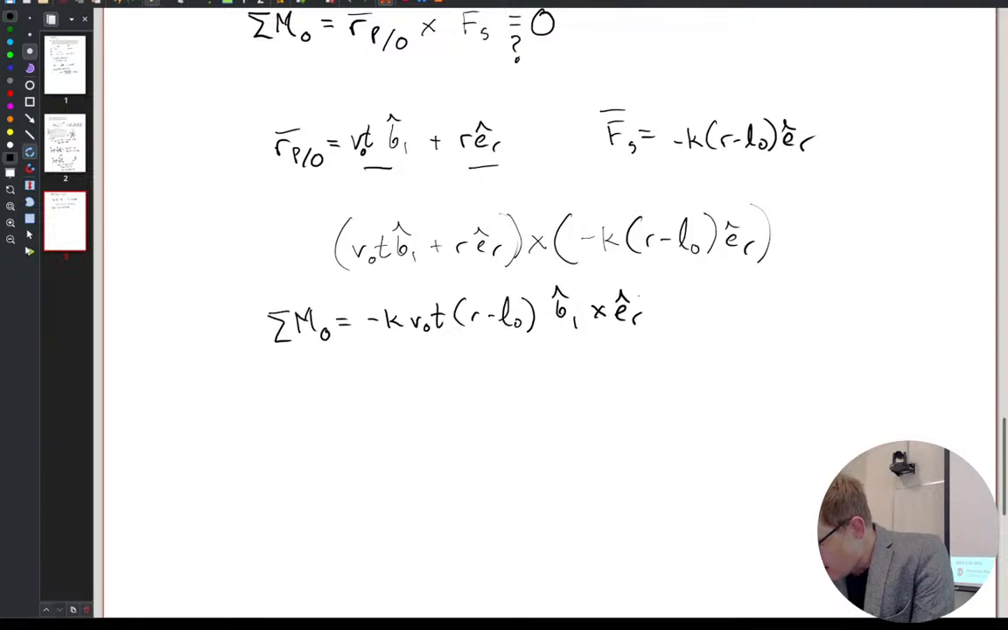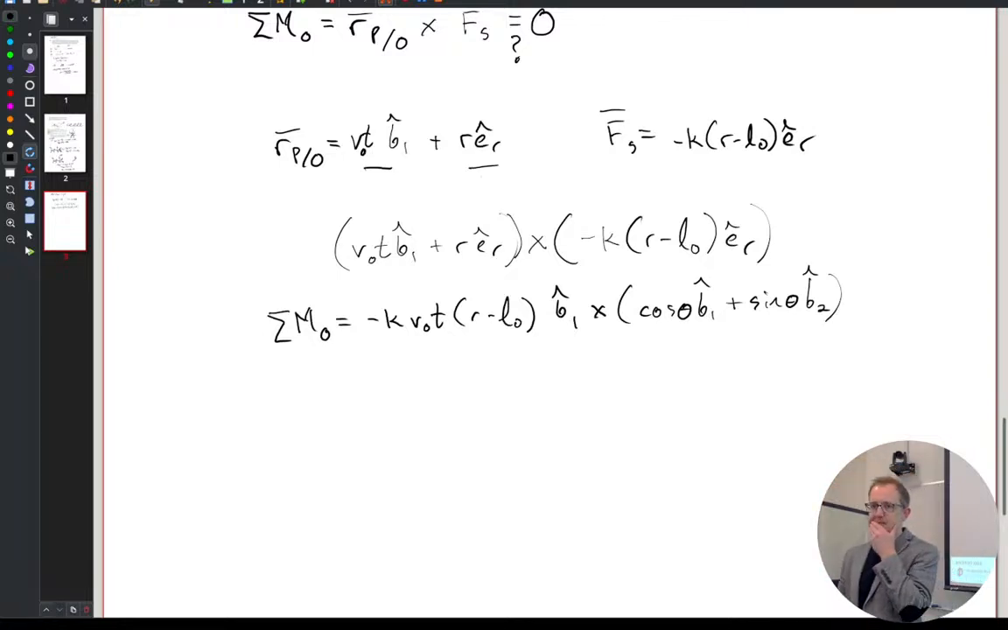Okay, so e_r is cosine theta in that b1 plus sine theta in that b2. Again, that's always why I say the x-axis is theta equals 0, so I never have to rederive what that e_r vector is. That's just how it works every time. And then my e_theta would always be that negative sine and cosine.